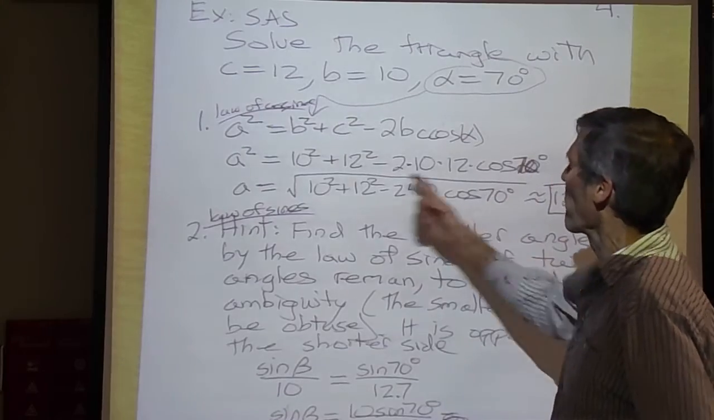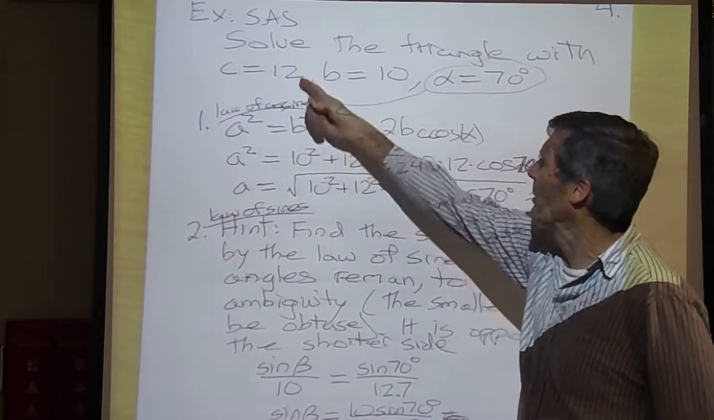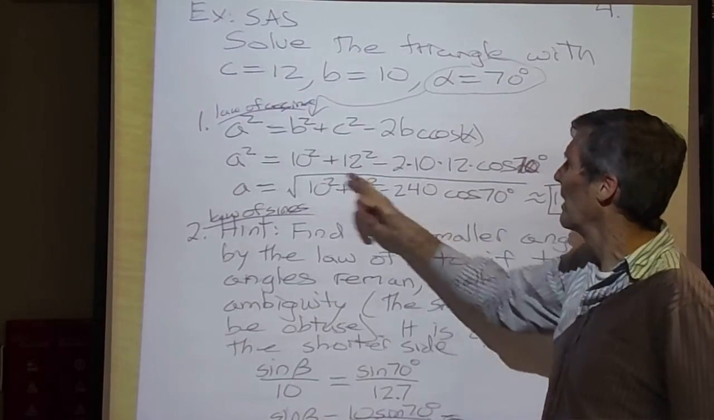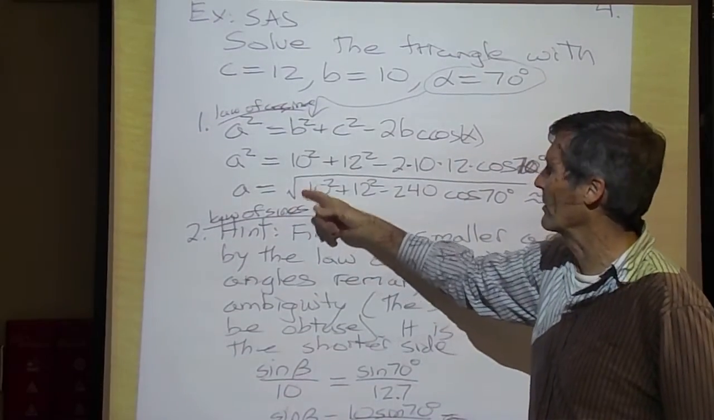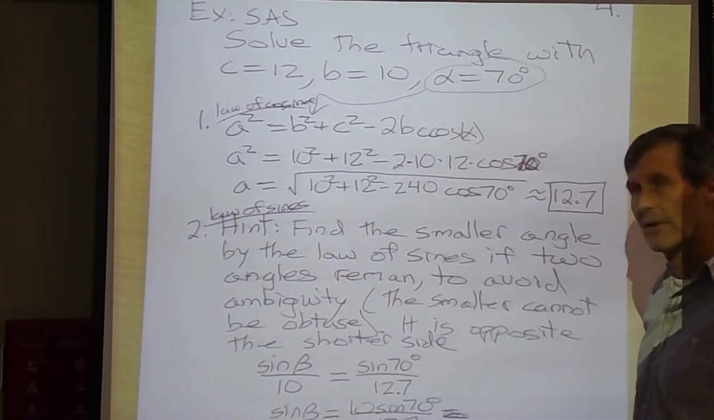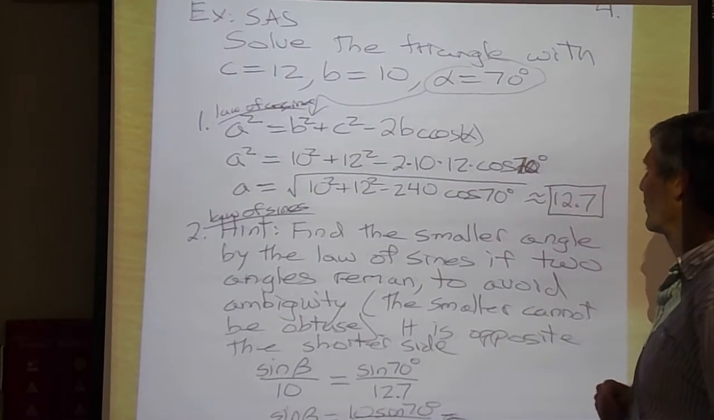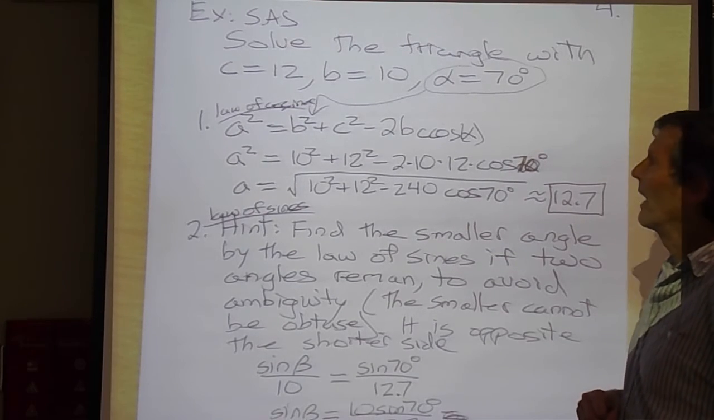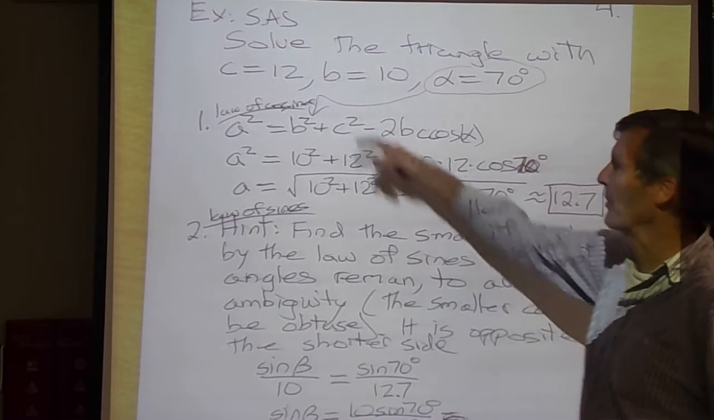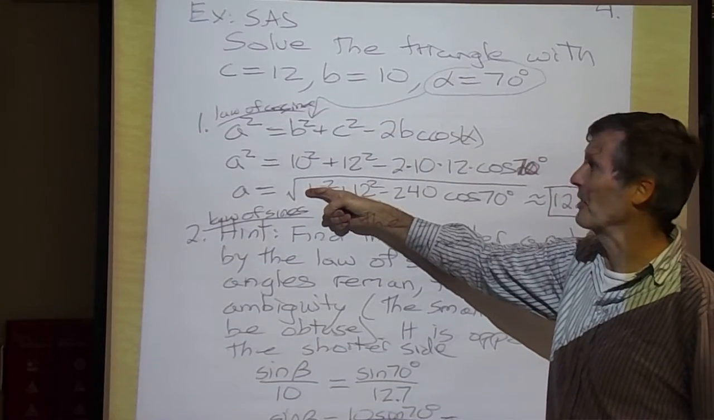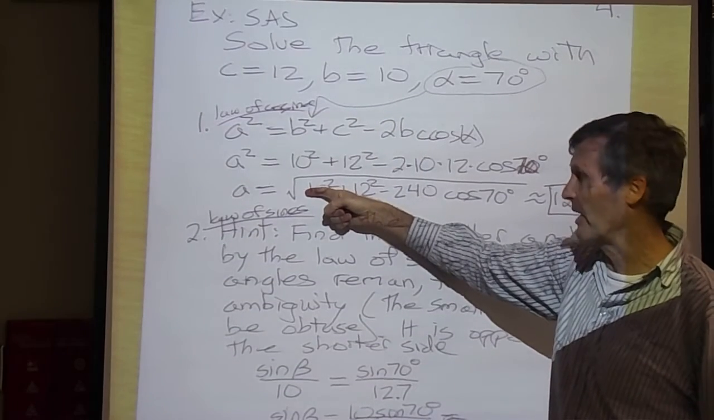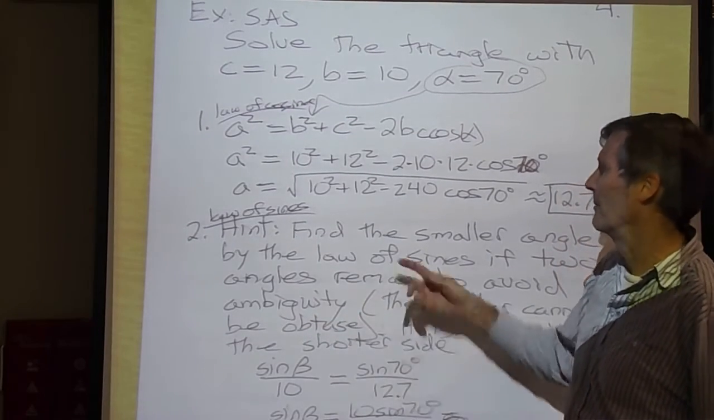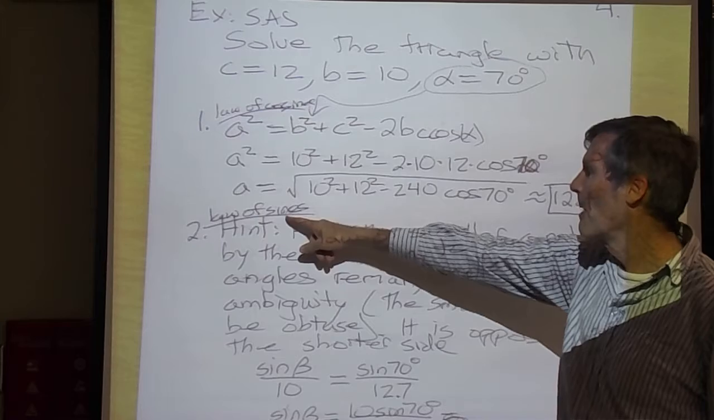All right, so a squared equals 10 squared plus 12 squared minus 2 times 10 times 12 times cosine 70 degrees. I square root that, and a is the square root of all that. If you run that on your calculator, you find that comes to about 12.7. Now, it's just like before. You start with the law of cosines because it's a side angle side case. But in the next step, the law of sines is easiest, right? And then the last step, we'll do that in a second.